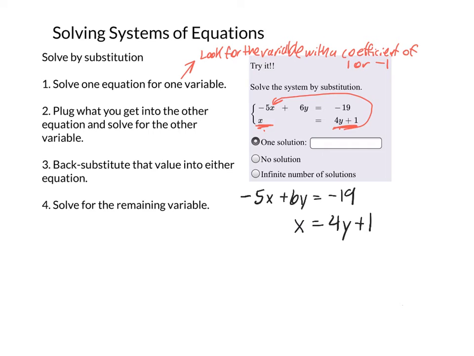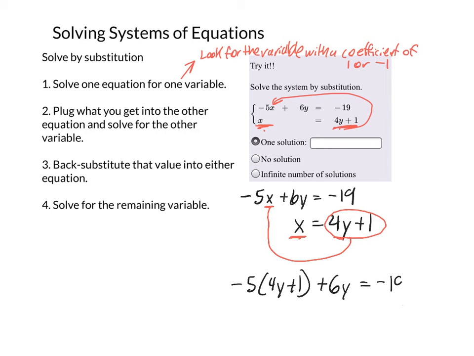What we want to look for is the variable with a coefficient of 1 or -1. Then we want to solve for that variable. Well, in this case, I won't have to do that. X is already isolated on one side by itself, so I don't have to move anything. But if it were not, I would do that, okay? I would solve it for x. Then we take what x is equal to according to that equation, and we plug it back into the other equation where x is. So we're replacing x with 4y plus 1: negative 5 times (4y plus 1) plus 6y equals negative 19, okay?